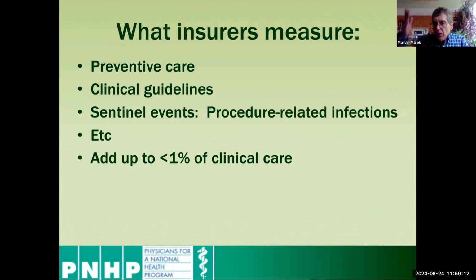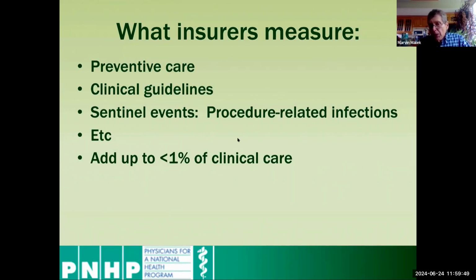If you're in primary care, did your patients, women between 50 and 70, get their mammogram as they're supposed to? And now 40 to 50 as well. Measuring preventive care is really easy. Did it get done or didn't it? And for things that have clinical guidelines, that's a little muddier because patients have this habit of being very individual. You could look at sentinel events, a procedure-related infection, and that may have issues with statistical significance. But all those things together don't add up to more than 1%.